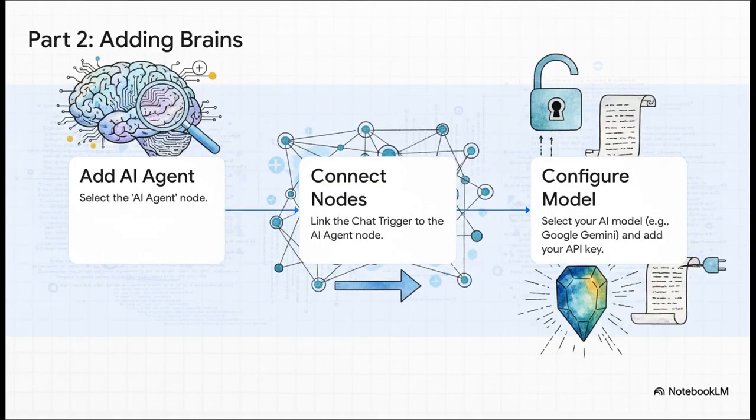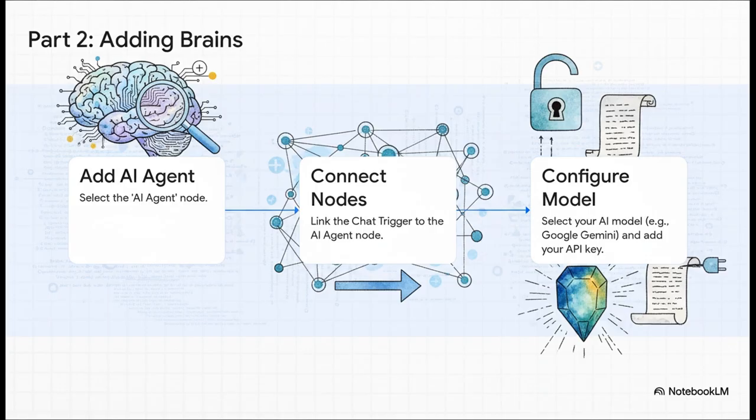Now for the most important part, the brains of the operation. Click that plus button again, but this time add the AI agent node. Then just drag a little line from your chat trigger to this new node. It's that simple. This tells the workflow, hey, send my message over to the AI.